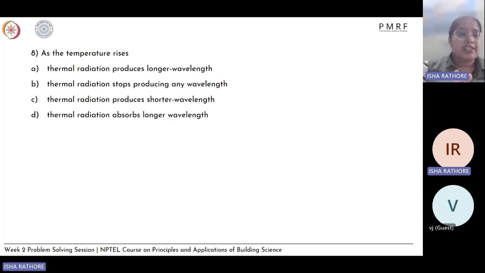So moving on to question 8. As the temperature rises, A, thermal radiation produces longer wavelengths, B, thermal radiation stops producing any wavelength, C, thermal radiation produces shorter wavelengths, or D, thermal radiation absorbs longer wavelengths. So we looked at this when we were discussing radiation, particularly heat transfer through radiation.